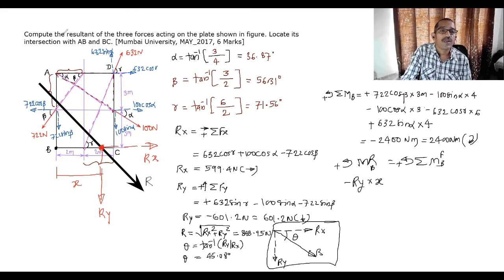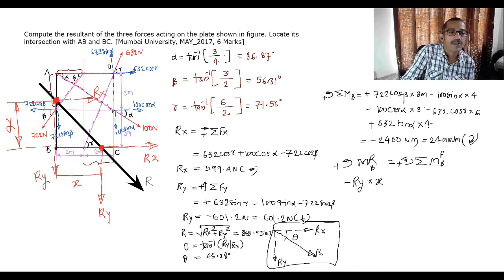If we want to find where the resultant cuts AB, it cuts AB at this point. How will we take the moment of the resultant about point B? Resolving at this point, what distance from B do we get? We write this distance as Y. If we resolve this resultant, we get Rx, and the vertical component of the resultant like this, Ry. As the line of action of Ry passes through B, the moment of Ry becomes 0.